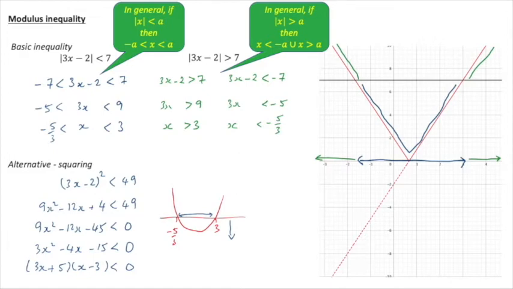And if we were to want the other part, so the green writing from above, mod 3x minus 2 being greater than 7, then we would need the parts above the line. So that sketching of that little quadratic is essential to me if you're solving it using the squaring method.